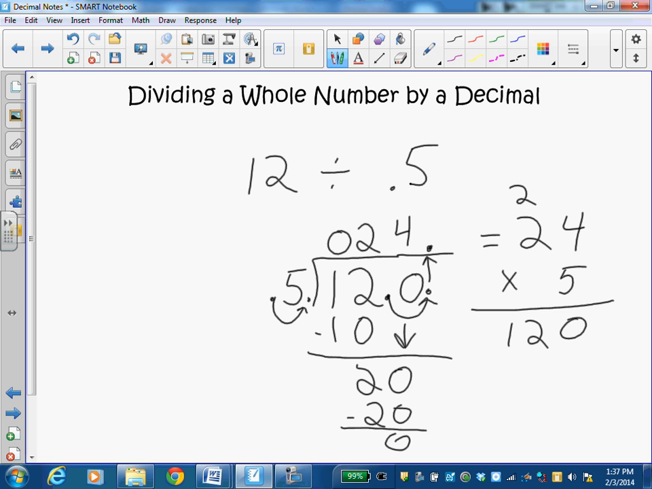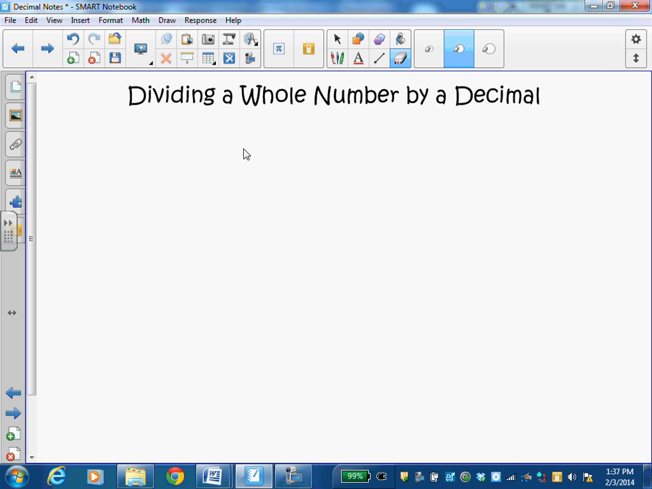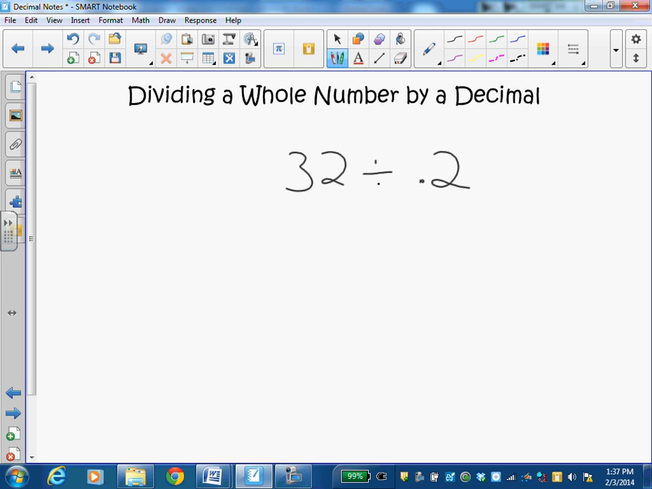Okay? And then let's look at the second problem from the homework. The second one stated 32 divided by 2/10. Okay? I'm going to do the same thing for this one. 32 is the dividend, and it's being broken up into groups of 2/10. How many groups can we get it into? So I'm going to do the same thing.